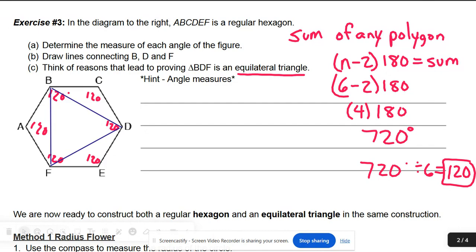So we know triangles add up to 180. So if it was an equilateral triangle, each of them would be 60. And then the question is, how can we prove that those are 60-degree angles? All right, well, because we know this is a regular hexagon, these sides are all the same.